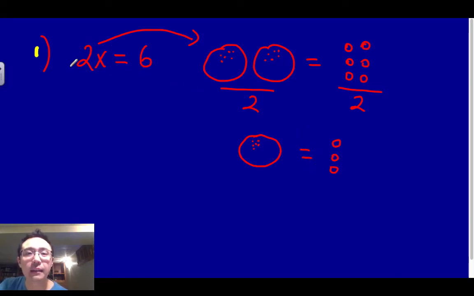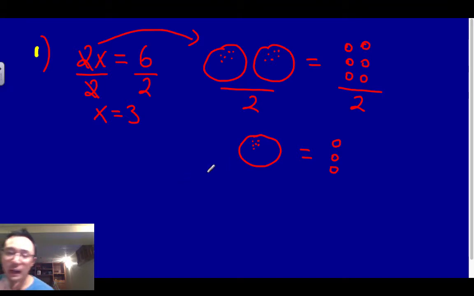So in the algebraic expression, I'm just going to divide this by 2, divide this by 2. The 2's would cancel, and x is equal to 3. Pretty straightforward. Remember our objectives: we need to solve for the variable, we need to solve for a single variable, and we have to solve for a positive variable. So this is all we did. We solved for the variable, which is on the left side.